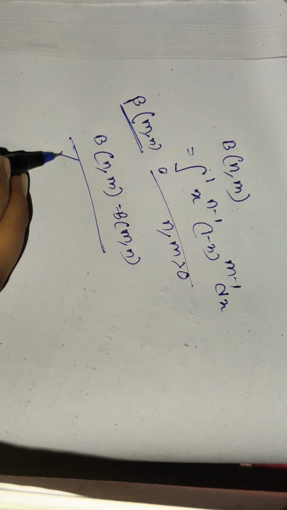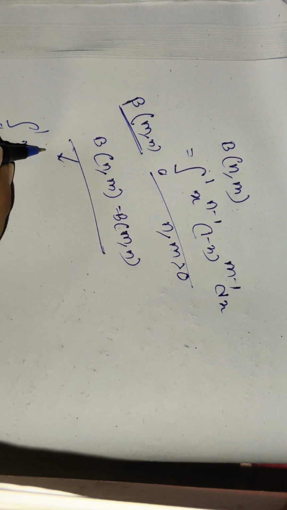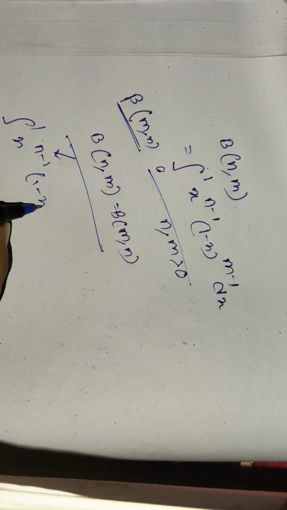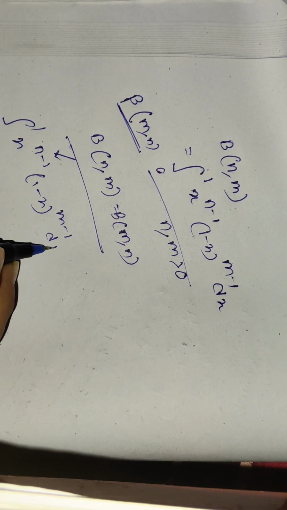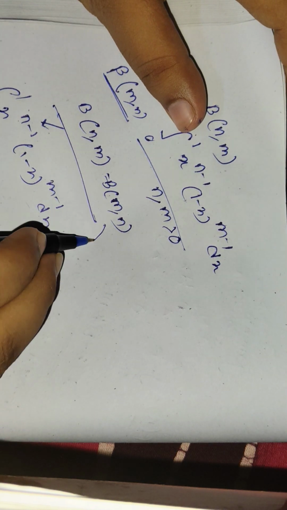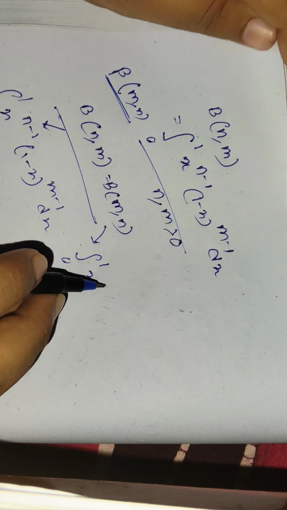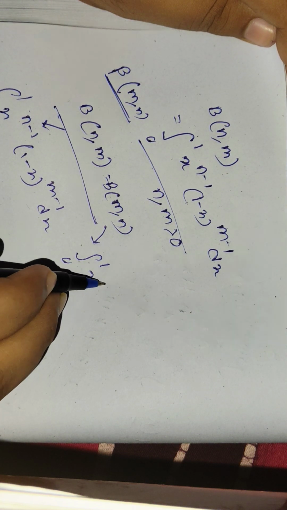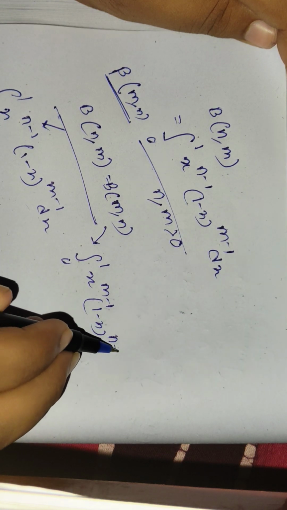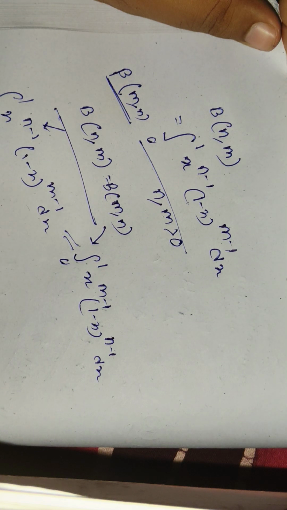So first of all, this is equal to integral from 0 to 1 of x to the power n minus 1, (1 minus x) to the power m minus 1 dx, and this is equal to integral from 0 to 1 of x to the power m minus 1 into (1 minus x) to the power n minus 1 dx. Now we have to prove both of them are equal. So how can we prove?